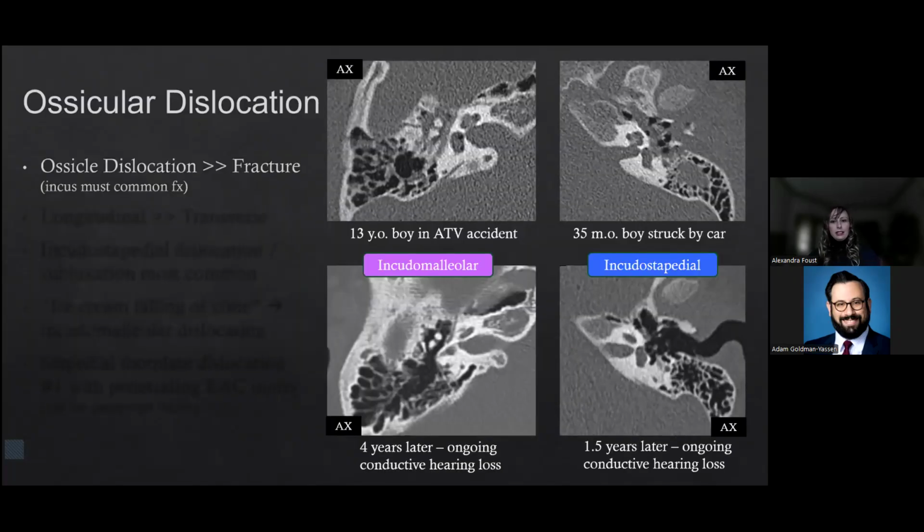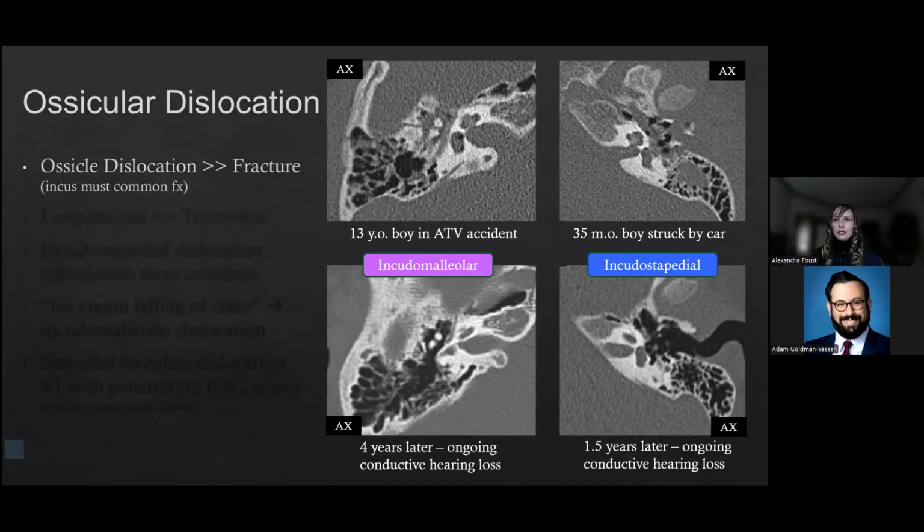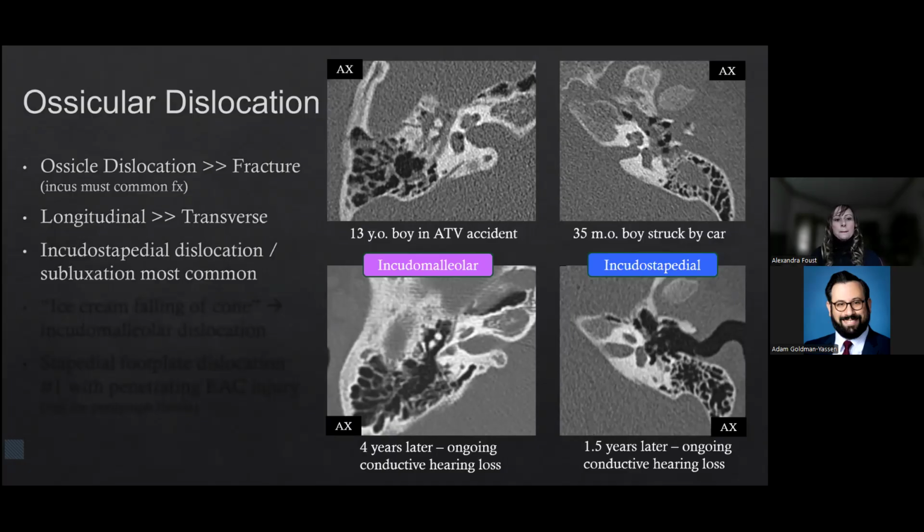Okay, so now some ossicular pathologies, starting with ossicular dislocation. Ossicular dislocation is going to be more common than ossicular fracture and is a potential complication that we need to think about with temporal bone trauma. We most commonly see ossicular dislocations with longitudinal fractures, more so than with transverse fractures, but you can see them even in the fractures that are sort of oblique, so always important to take a look.